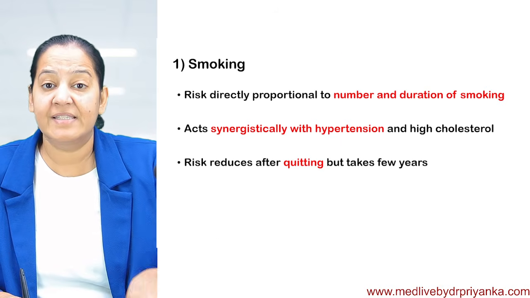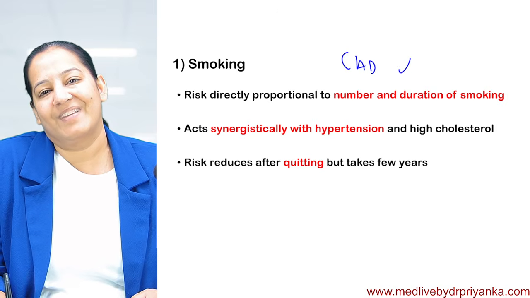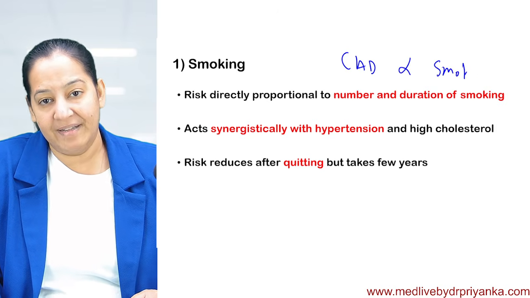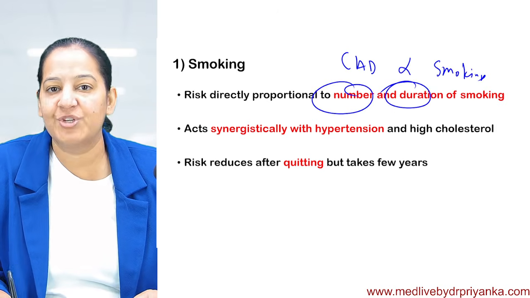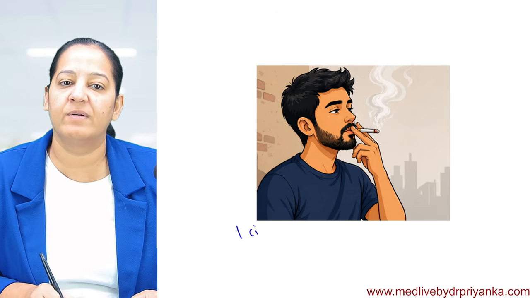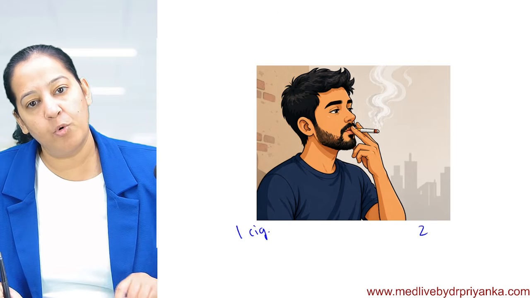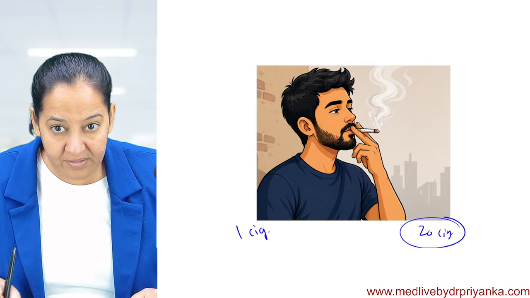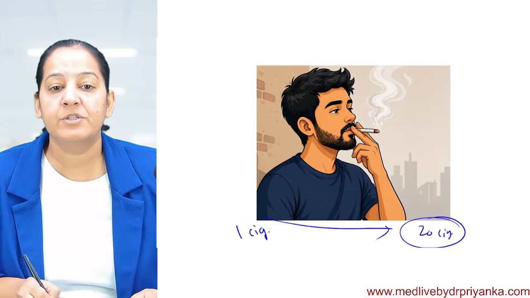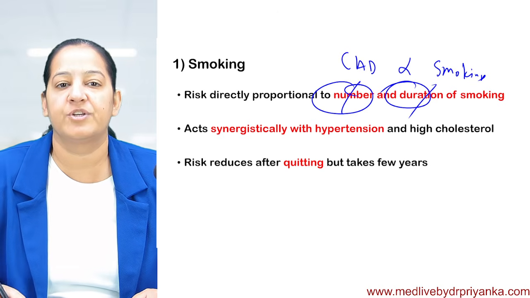Okay, CAD is directly proportional to smoking. It is directly proportional to the number and duration of smoking. There are 2 persons: one person smokes 1 cigarette a day, another person smokes 20 cigarettes a day. So obviously the risk is more in the second one. It depends on the number as well as the duration of smoking.